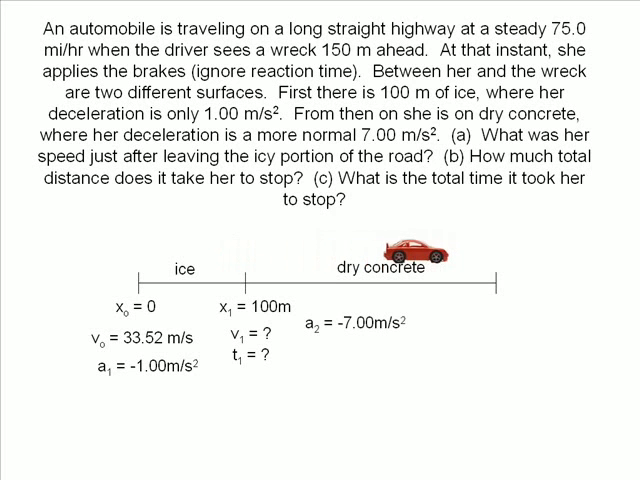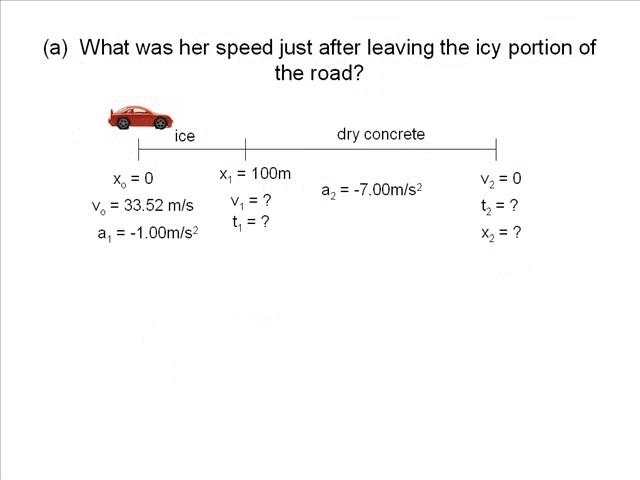As the car moves over dry cement, it decelerates at a rate of -7 meters per second squared until it comes to rest. We don't know the final position or how long it traveled over the concrete. We also will need to find out the time interval from start of the skid until the car stops moving. Let's first find the speed after the ice.